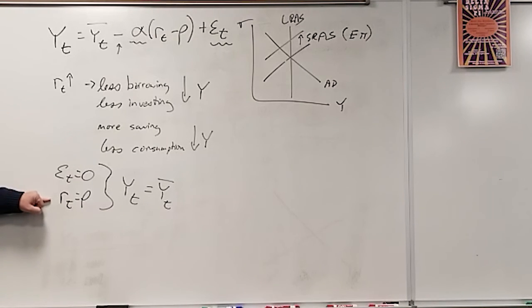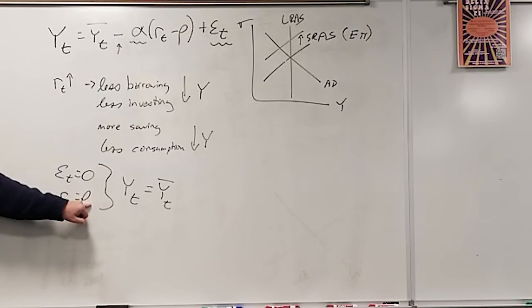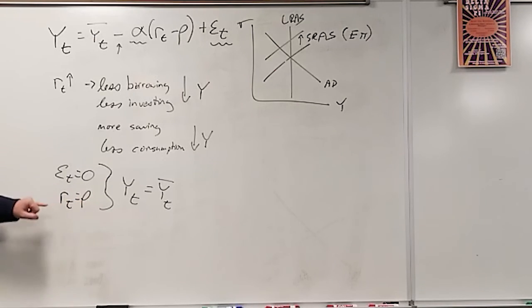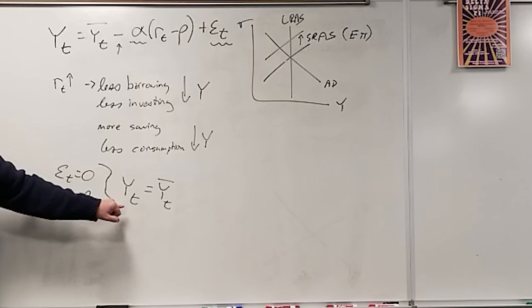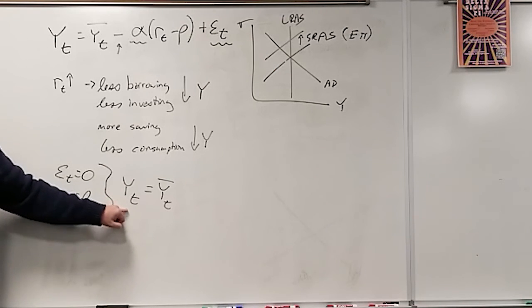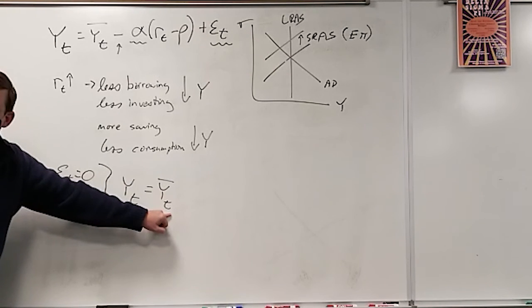So the Fed has to try to set the interest rate so that it is equal to the natural rate of interest. However, if there are random shocks that occur in the marketplace, the Fed can adjust its rate of interest away from the natural rate of interest so as to try to maintain an output level that is equal to the natural level of output.